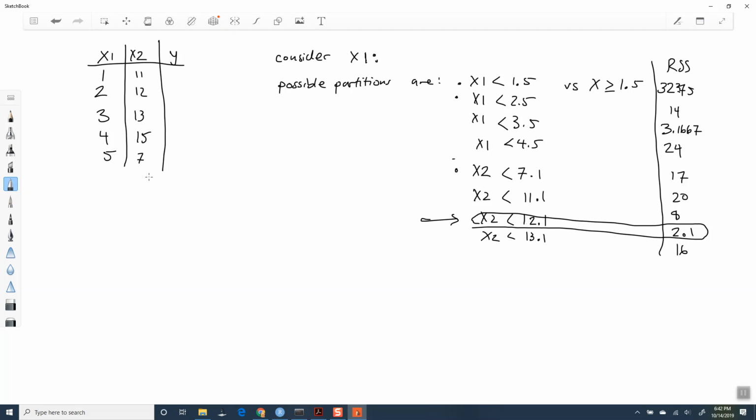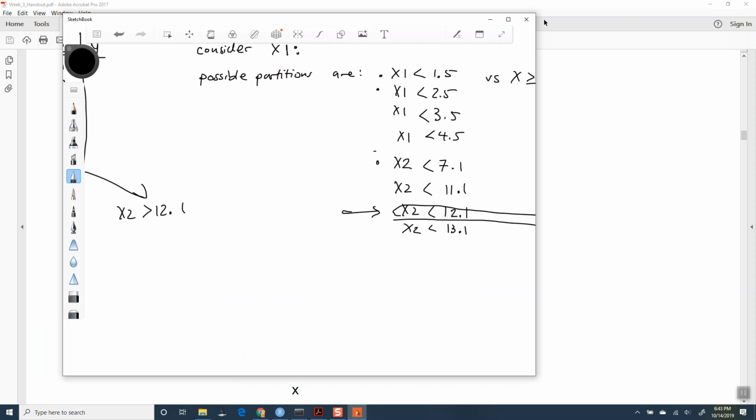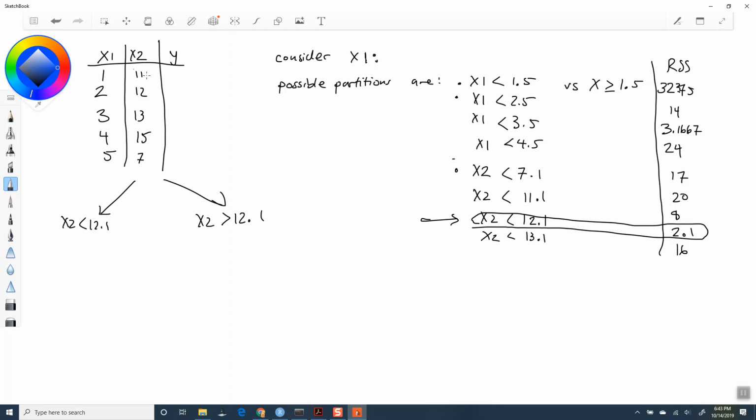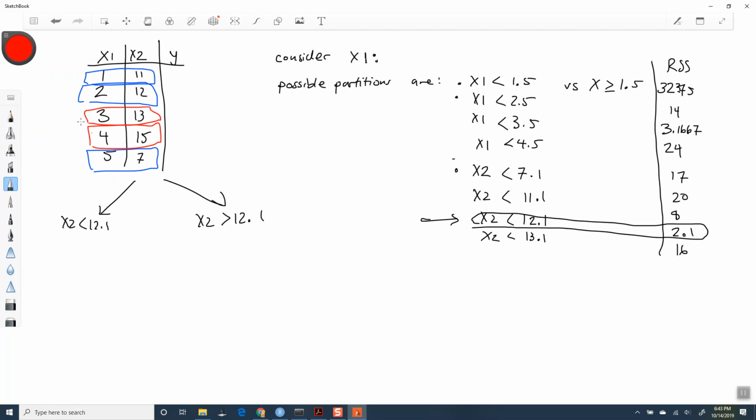Student: So is the next step just looking at x1 essentially twice for these new partitions? Yes. So let's say this is the split that happens. Now we have x2 less than 12.1, and over here we have x2 greater than 12.1. I'm just going to circle these. Less than 12.1 gives me this, and this, and this, and then the other side will be this and this.